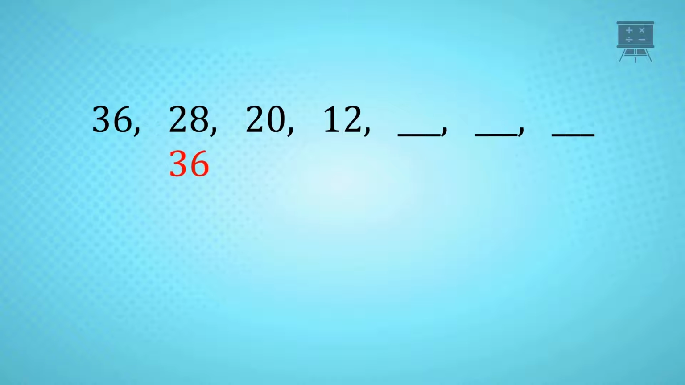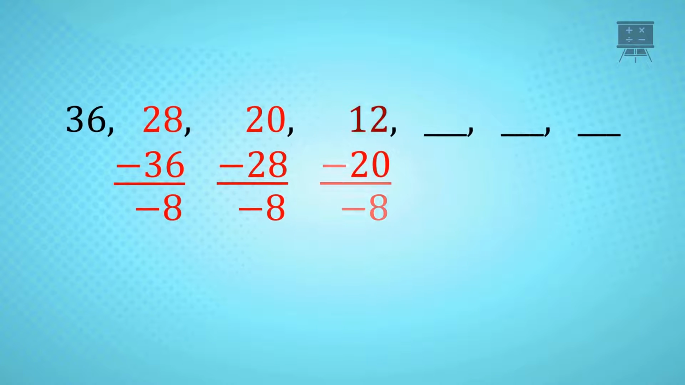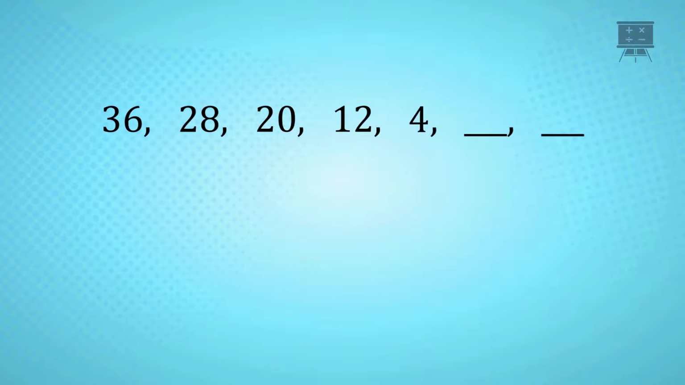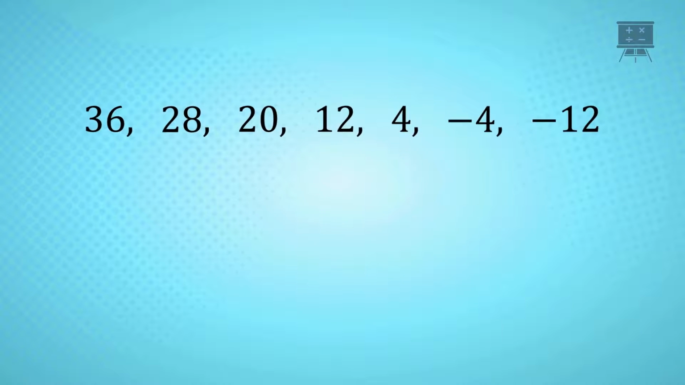Subtract 36 from 28, we get negative 8. Subtract 28 from 20, we get negative 8. Subtract 20 from 12, we get negative 8. So to get the next number, we add negative 8 to 12, or subtract 8 from 12. 12 minus 8 is 4. 4 minus 8 is negative 4, and negative 4 minus 8 is negative 12.